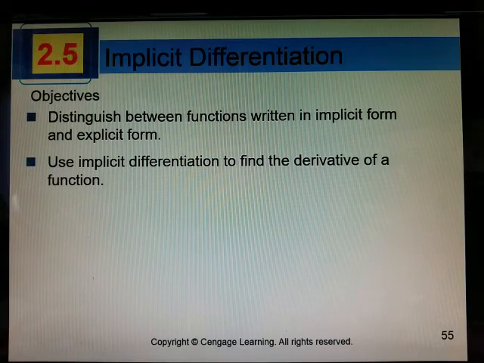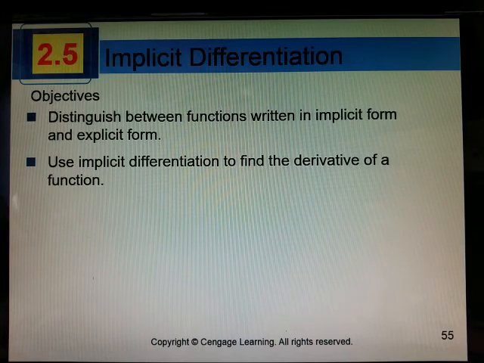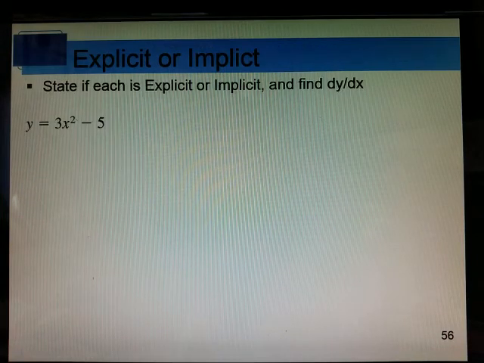All right, in calculus lesson 2.5, implicit differentiation today. We need to distinguish between a function in implicit form or explicit, and then we're also going to find the derivatives of the implicit ones. So state if it is explicit or implicit, and then find its derivative.